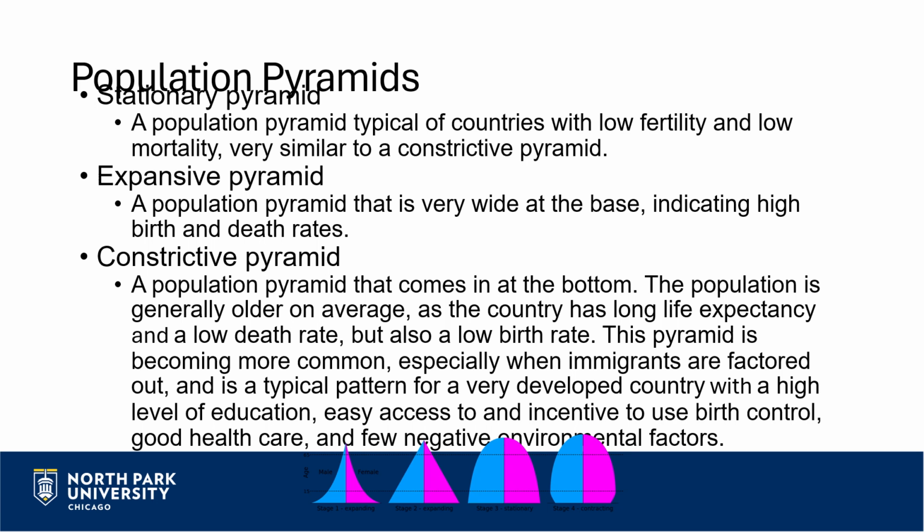The population is generally older on average, as the country has long life expectancy and low death rate, but also a low birth rate. This pyramid is becoming more common, especially when immigrants are factored out, and there's a typical pattern for a very developed country with a high level of education, easy access to and incentive to use birth control, good health care, and few negative environmental factors. So we're seeing that in the United States now.